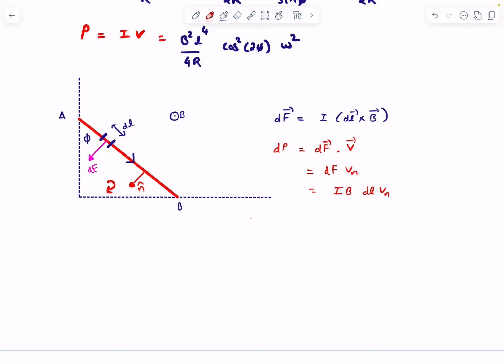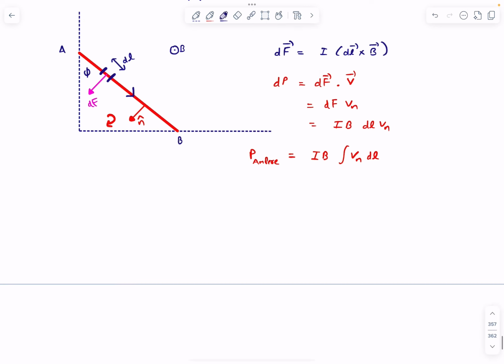If I want to find out the total power dissipated by the Ampere force, it will be just the integral of this, right? So we have to integrate. As we are talking about this particular instant, the current is a constant, so we can take it out of the integral. And basically we'll have to integrate Vn dl. So in short, take elements, find the normal velocity and multiply it with the length, right?